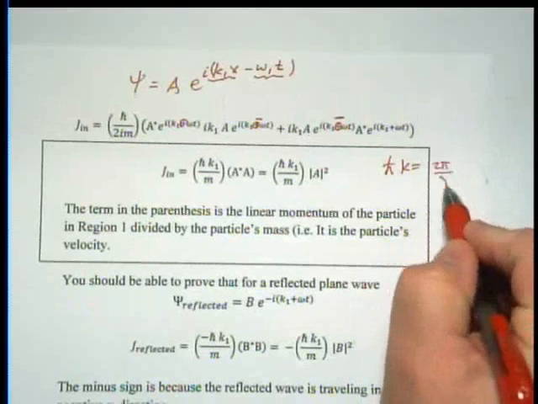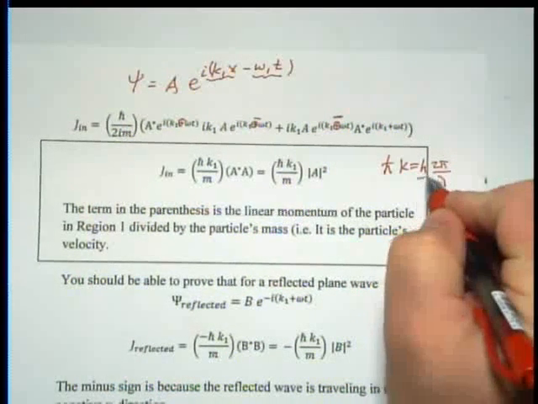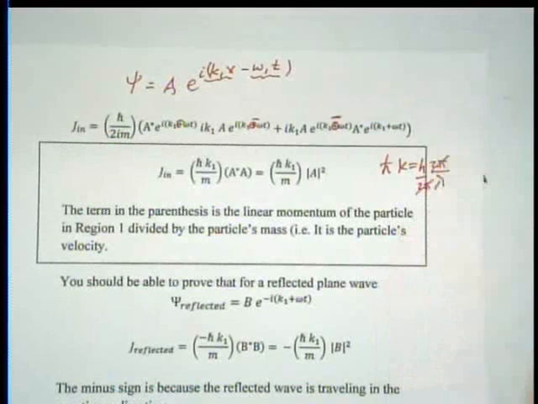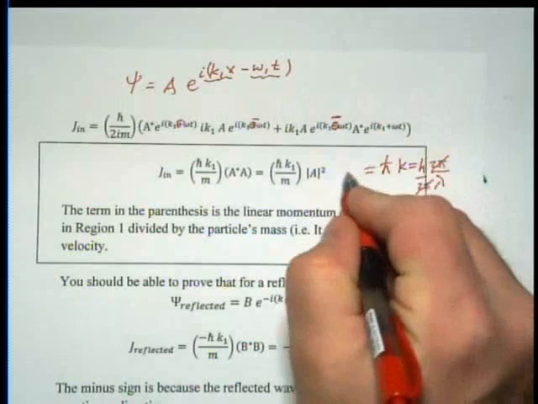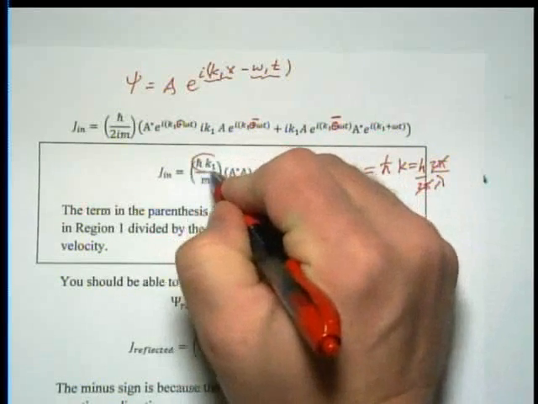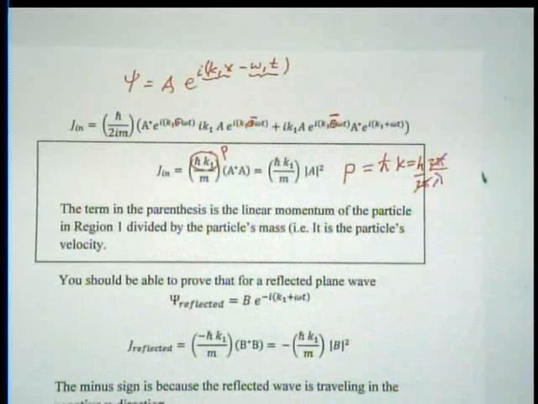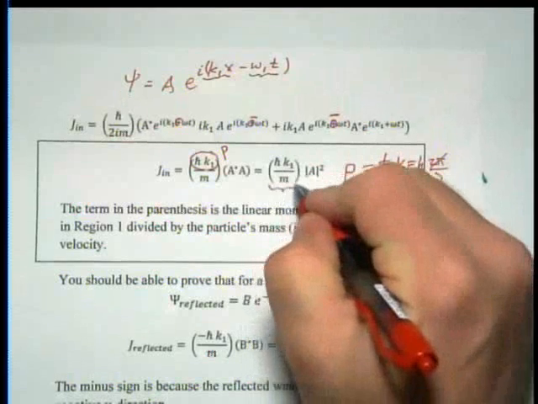Okay, I agree with that. What's h bar? It's h over 2 pi. I agree with that. Okay, so the 2 pi's cancel. What's h over lambda? HF? No, not HF. It's momentum. It's linear momentum. So this is p. So the top here, that's p. So what's p divided by m? Velocity. So that's v.